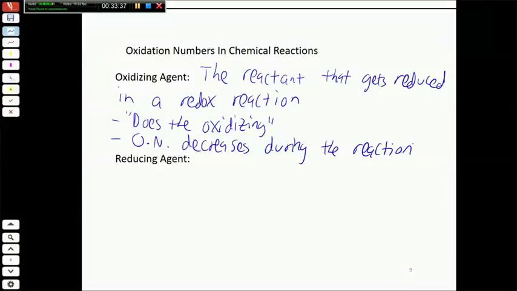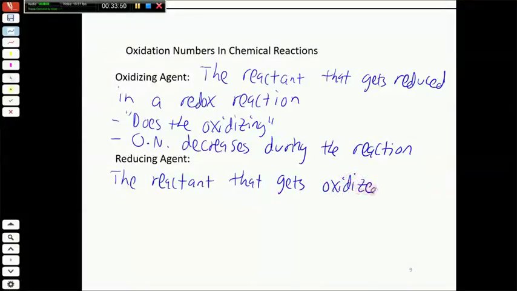And then finally, the reducing agent is the opposite. It's the reactant that gets oxidized or does the reducing. And just like you can't have oxidation without reduction, you can't have an oxidizing agent without a reducing agent. There will always be one of each. In rare cases, the same species serves as the oxidizing and reducing agent. We call that a disproportionation reaction. But in most cases, you'll have two separate things. One's the oxidizing agent, one's the reducing agent.